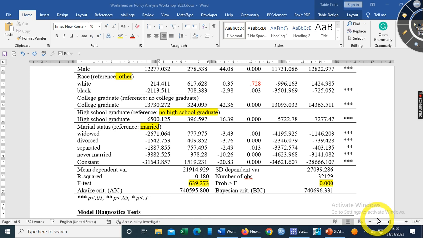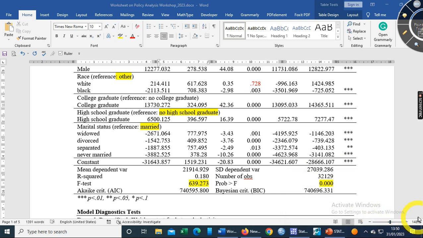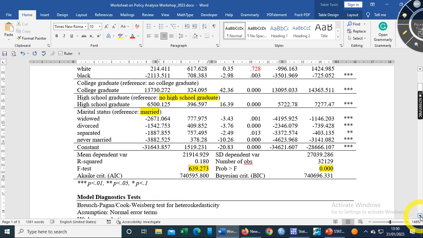Therefore, a widowed individual earns $2,671 lower than a married individual on average. A divorced individual earns $1,542.7 lower than a married individual. You interpret them like that. This constant has nothing special, so we don't worry to interpret it.